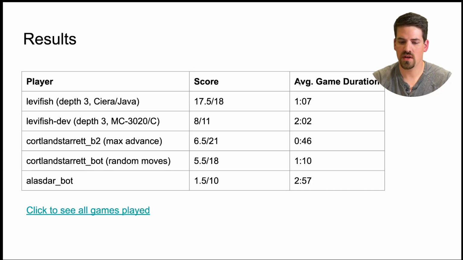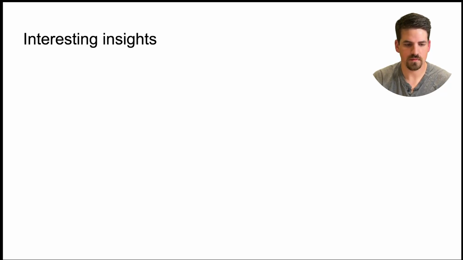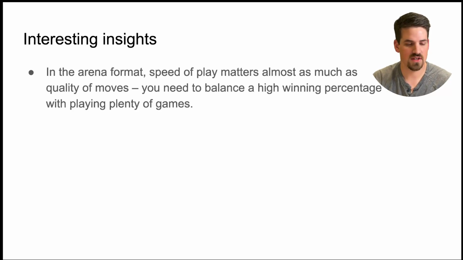One thing that you will notice is there's a bit of a correspondence between average game duration and score, and we'll look at that in a minute. Some interesting insights. So the arena format, as I was mentioning, speed of play matters almost as much as the quality of moves, because the quicker you play, the more games you get to play and the more opportunities you get to score points. If you're going to sit there and think about a move, you better come up with a good one.